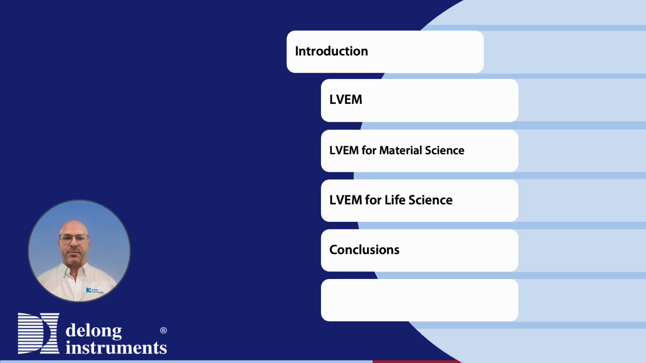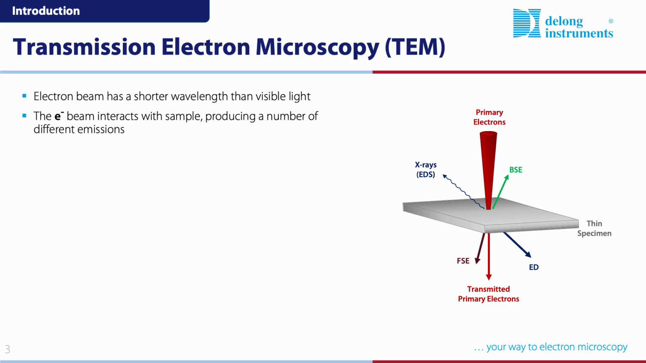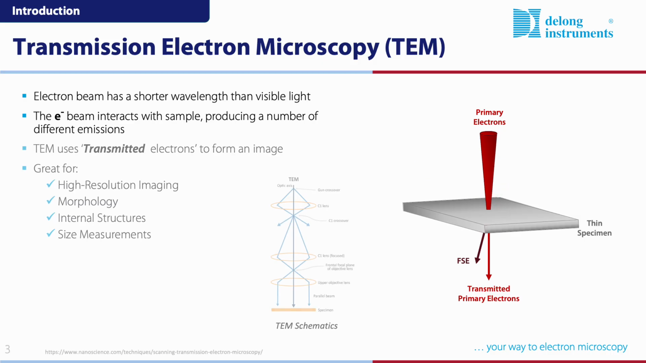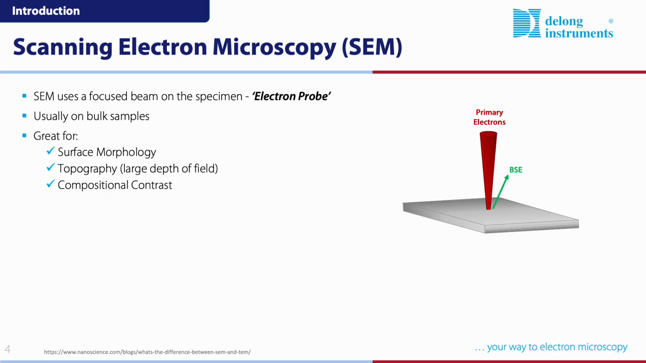Electron microscopes are used when the objects of interest are smaller than the wavelength of visible light, which is about 400 to 700 nanometers. An electron beam has a much shorter wavelength than visible light. As the electron beam interacts with the sample, it produces a variety of different emissions. In transmission electron microscopy, or TEM, we use the transmitted electrons to form the image. TEM is excellent for high-resolution imaging, studying morphology, revealing internal structures, and performing accurate size measurements.